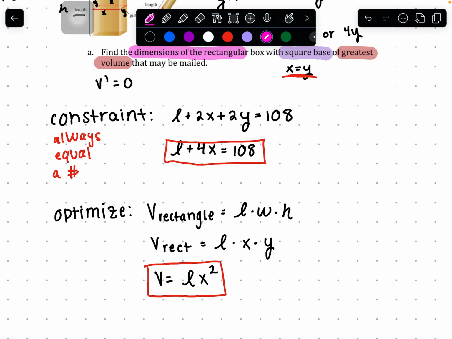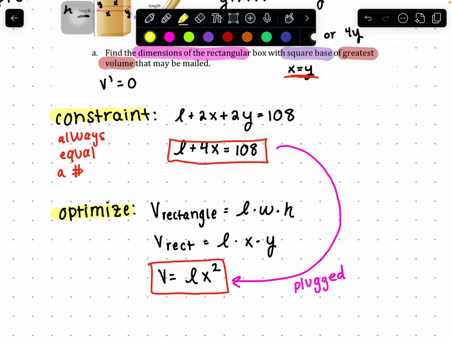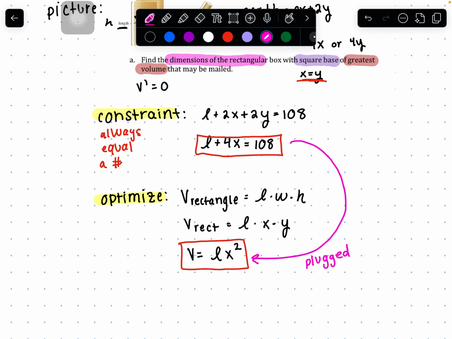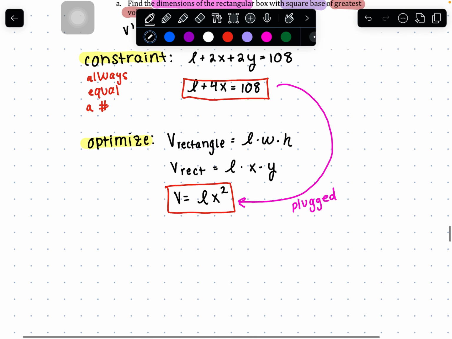The reason we need the constraint is because the constraint always gets plugged in here. This is the hard part, making the constraint and making your equation to optimize. The derivative should not be the hardest part, okay? Because right now, if I were to take the derivative of volume, I would need to do product rule. I'd probably have to implicitly differentiate in one way or another. I don't want to do that. So let's make a substitution.